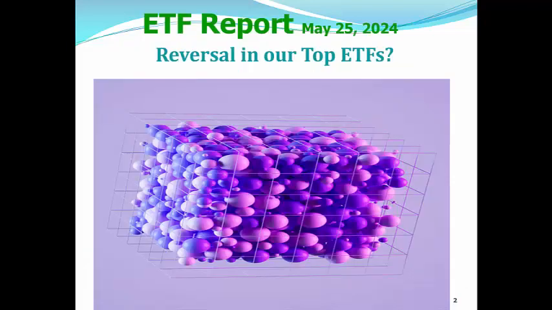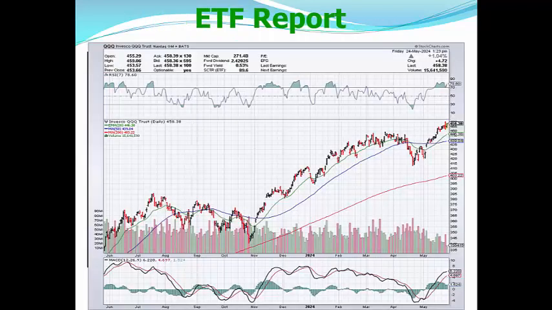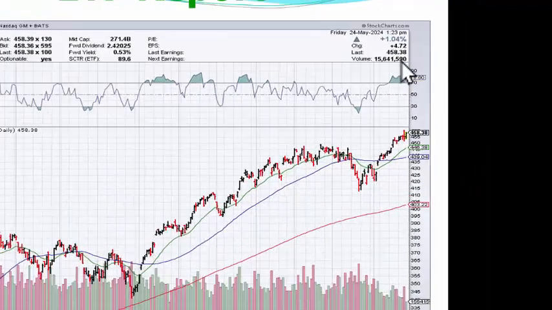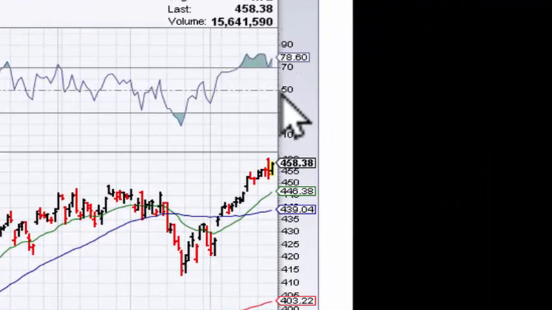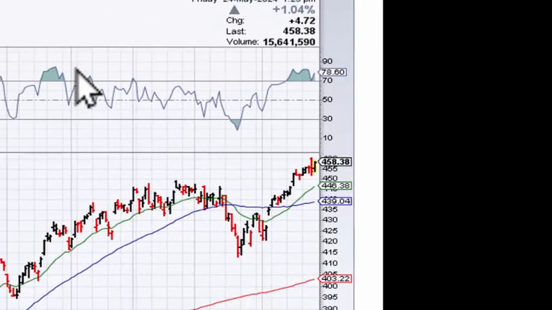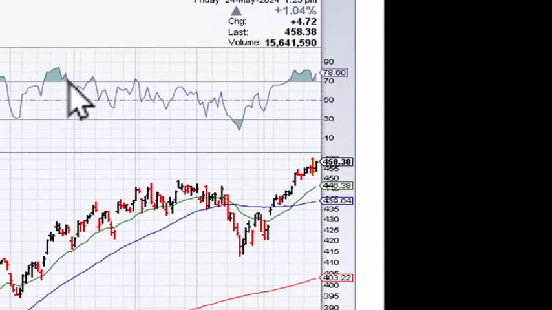This week we're going over some chart formations because, whoa, is there a reversal in our top ETFs going on here? All right, let's look at the QQQs first of all. Here we have a little top. See what happens when it becomes overbought. Yeah, we get a correction, but the correction has always been down to the 20-day moving average, which is this green line.